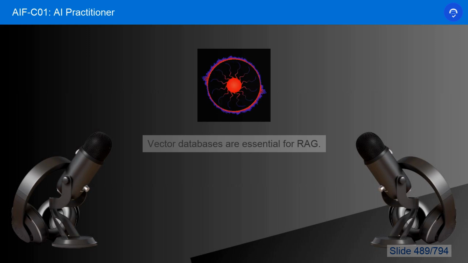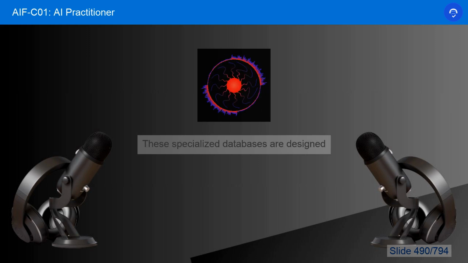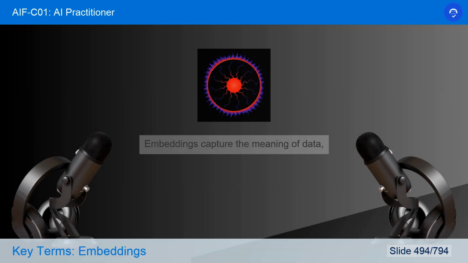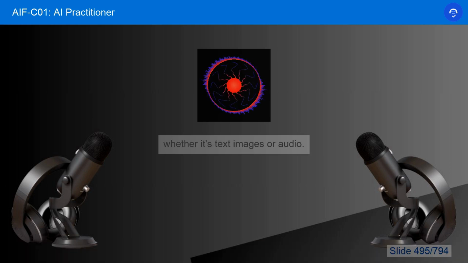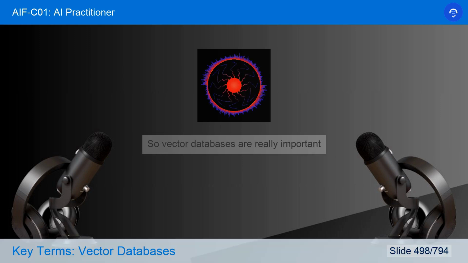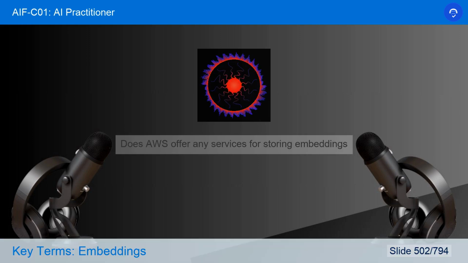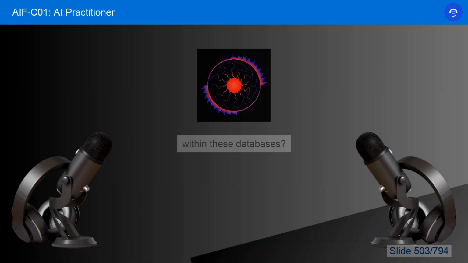Vector databases are essential for RAG. These specialized databases are designed to store and query embeddings, which are like numerical representations of data points. Embeddings, can you give me a quick refresher on those? Embeddings capture the meaning of data, whether it's text, images, or audio. They allow us to compare and find similarities between different data points. So vector databases are really important for applications that rely on understanding the meaning of data and finding similarities between different pieces of information. Does AWS offer any services for storing embeddings within these databases?